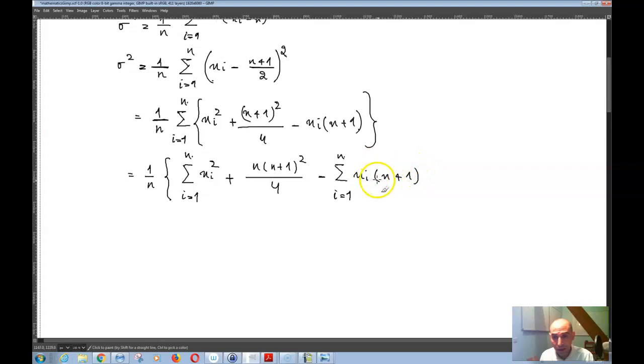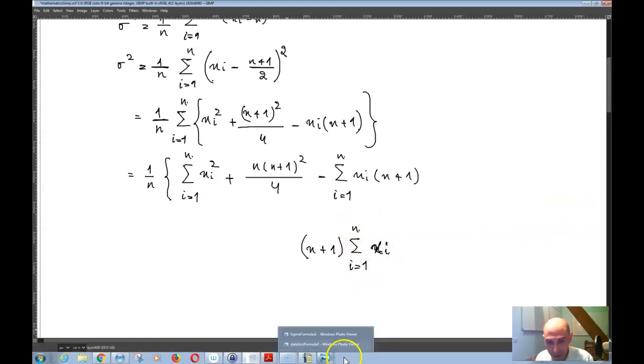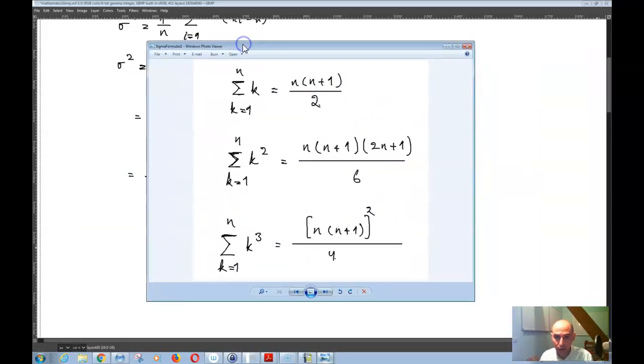And so again, this part is not dependent upon i, so I can take it out. So I can write this as x plus 1 times sigma of x of i, as i goes from 1 to n. Now we said that sigma x of i as i goes from 1 to n is the same thing as what we showed, what we found here, and that's again why I took all this time to go through all of these formulas.